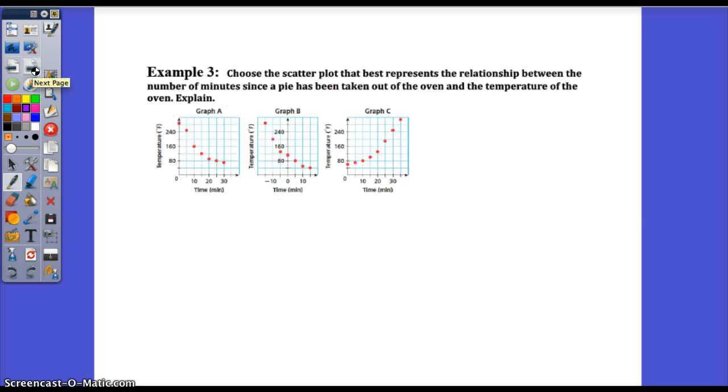Example 3 says, choose the scatter plot that best represents the relationship between the number of minutes since a pie has been taken out of the oven and the temperature of the oven. So it's been taken out. You have to pay attention to every little word. So does the temperature depend on the number of minutes, or does the number of minutes depend on the temperature? Well, here's a clue. Anytime you have time, it's always going to be your independent. So I would maybe ask myself, time and temp, to figure out what type of correlation.